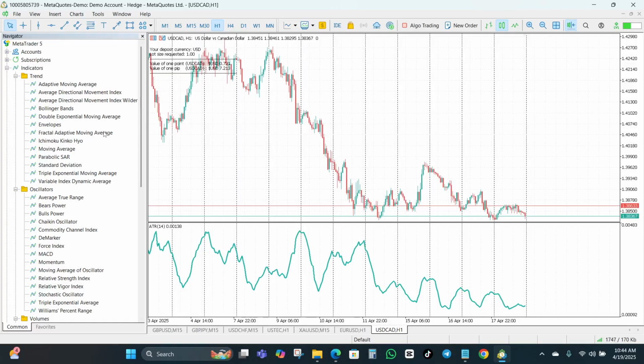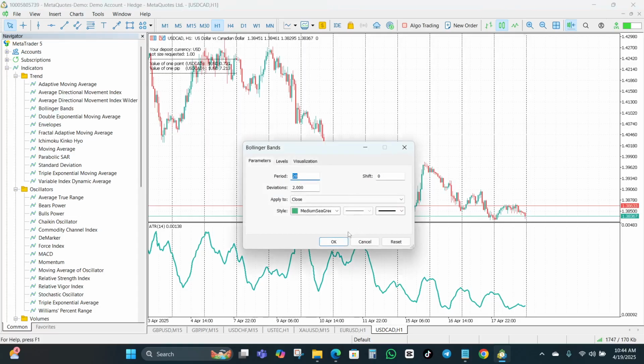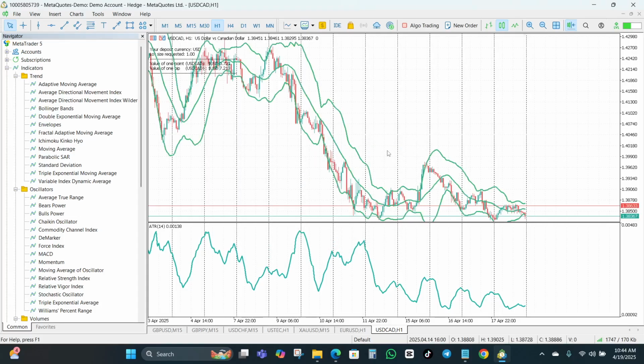Next up, we are going to be talking about the Bollinger Bands. This indicator is based on volatility and it consists of a middle moving average line and two bands that expand and contract based on market volatility. So basically, when price hits the upper band, it might signal overbought conditions. Touching the lower band could indicate oversold territory.